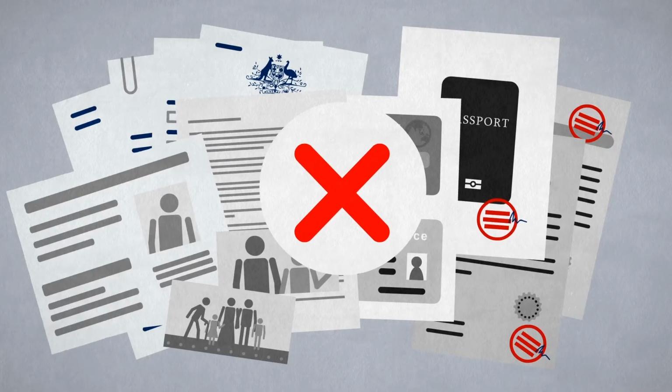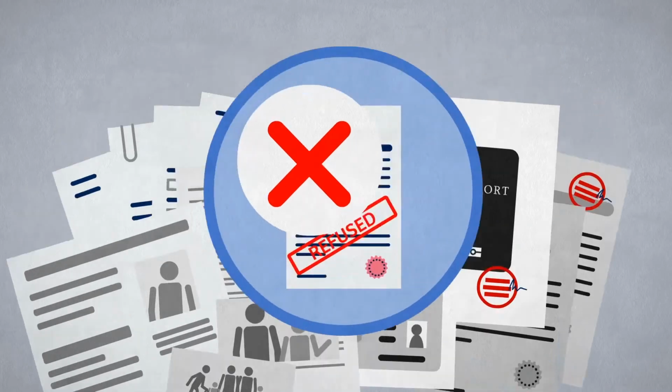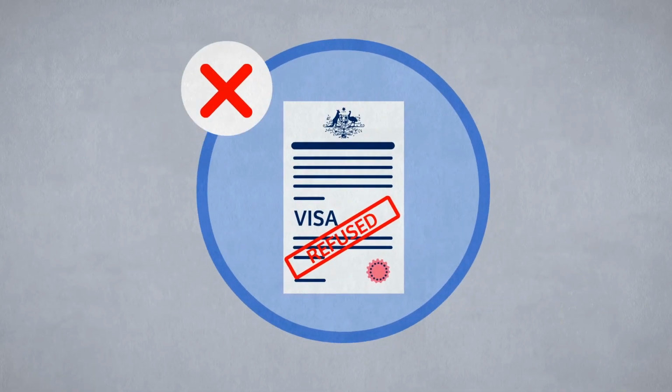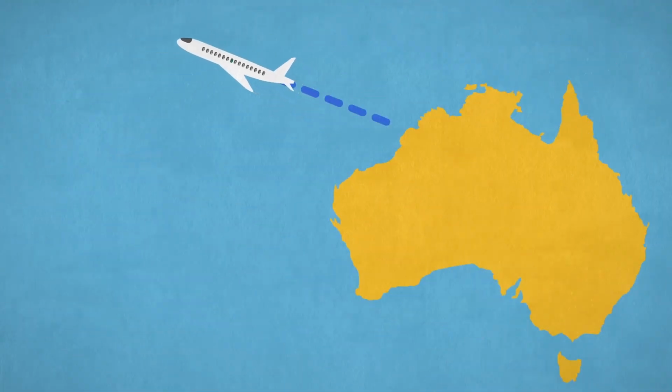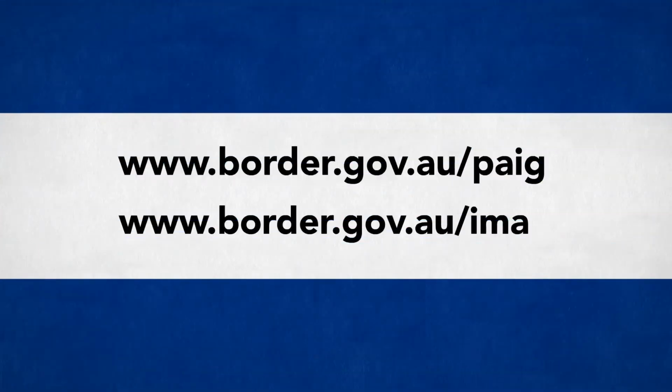If you are found not to engage Australia's protection obligations, your application will be refused. You will be expected to depart Australia. Visit the Immigration Department's web pages for up-to-date information about the protection visa application process.